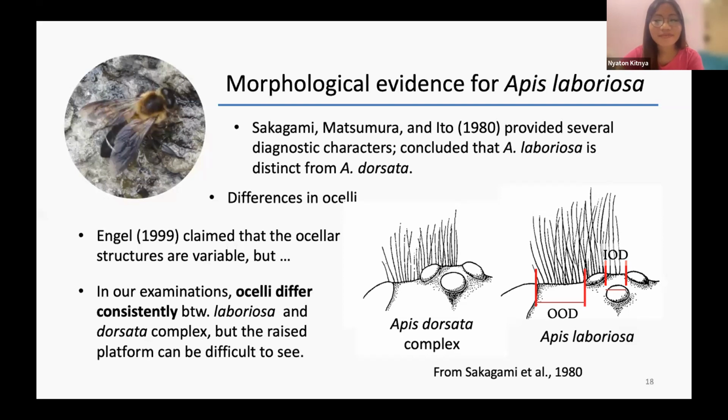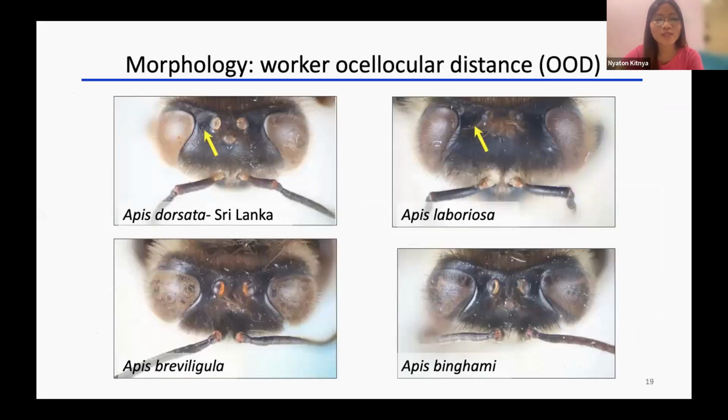Next. I'm sorry, so Gard will be helping me to move the slides.